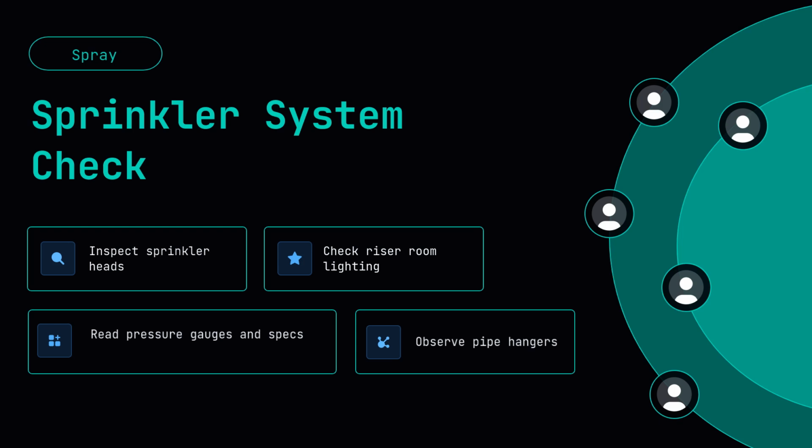Fire alarm systems. Examine control panels for error codes or faults. Test pull stations and notification appliances. Verify secondary power supply status. Test signal transmissions to monitoring station.